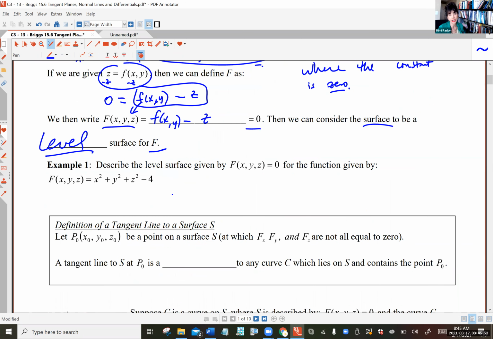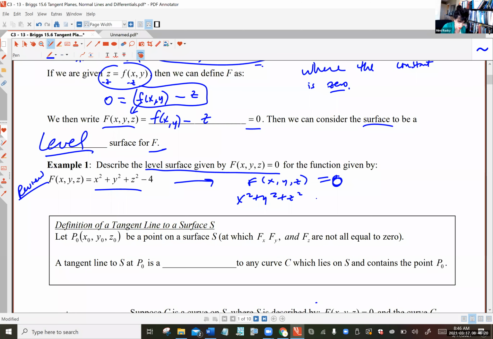Okay, so let's just do a quick example, just as a reminder example from a previous section. Describe the level surface given by big F of x, y, z equals 0 for this function. This is just review right here. This is a review problem. So you know the drill. Step 1 is you set your function of 3 variables equal to a constant, but they want the constant to be 0. Okay, so here we're just going to set x squared plus y squared plus z squared minus 4 equal to 0. When I rearrange this equation, does anybody recognize this as something familiar to you?